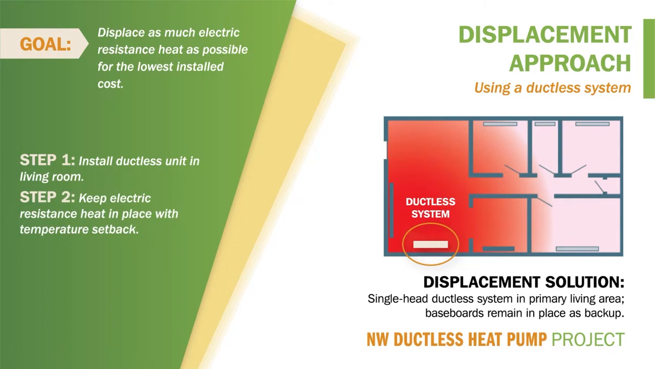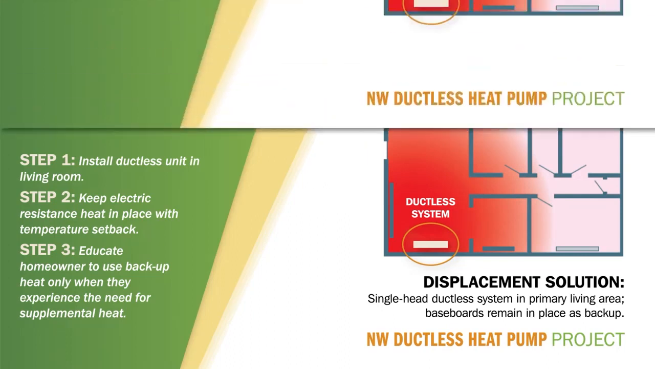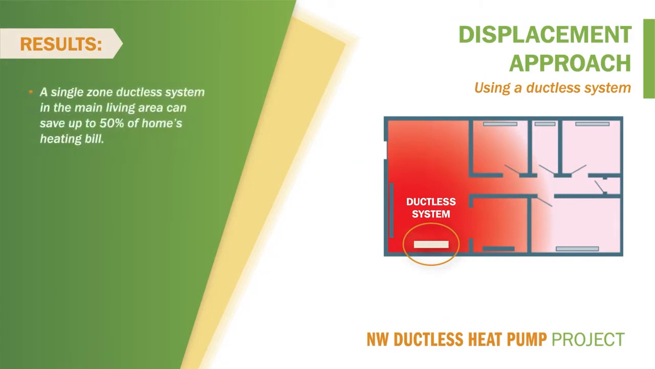In step 2, we plan to keep the electric resistance heat in the other rooms of the home and plan for its continued use as backup heat. Step 3 involves teaching the homeowner to use the old electric resistance heaters only when they feel the need to supplement the ductless heat pump. We also teach the homeowner how to properly use and maintain their ductless heat pump to achieve the best results. When steps 1, 2, and 3 are successfully implemented, a single ductless heat pump can save up to 50% on the home's heating bill. How well does displacement work? Homeowners love their ductless heat pump, with 91% of those surveyed saying they are very or extremely satisfied.